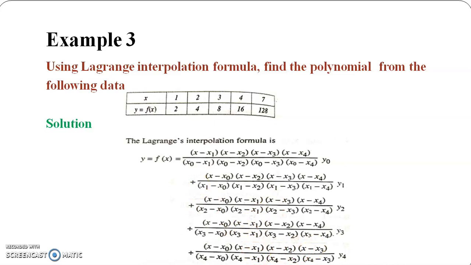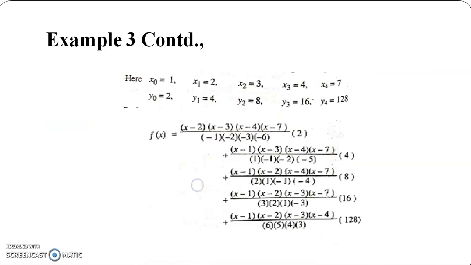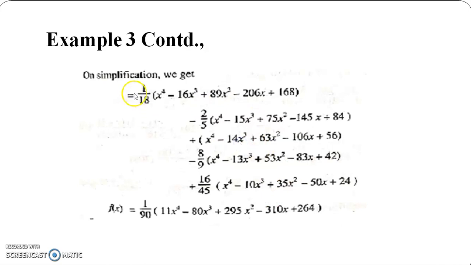Then put x0 equal to 1, x1 equal to 2, x2 equal to 3, x3 equal to 4, x4 equal to 7. Similarly for y values also likewise. And x as x here. We don't know what is the value of x here, so simply keep the variable x as x. Substitute all the values in the formula. We get a big equation like this. Now on simplification we get like this, right?